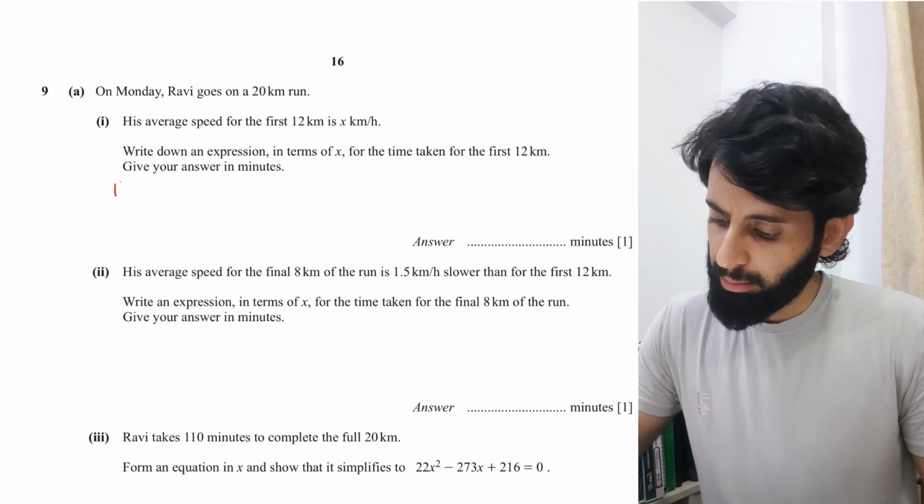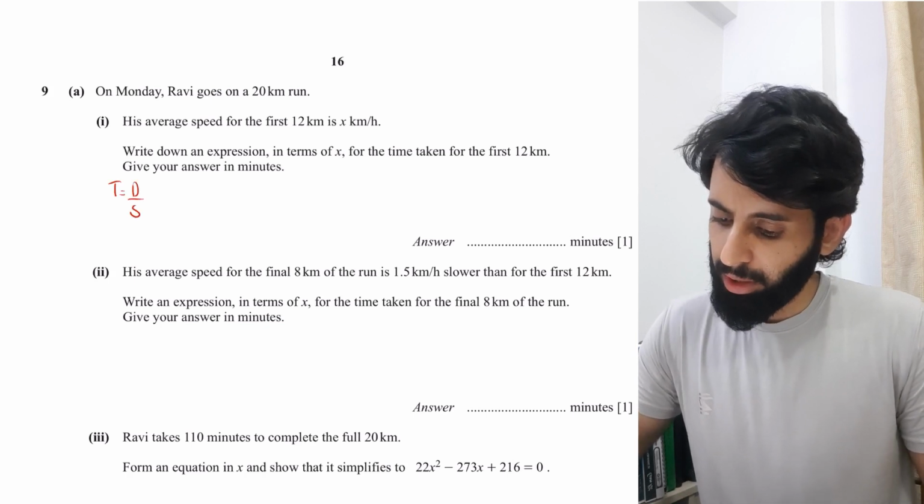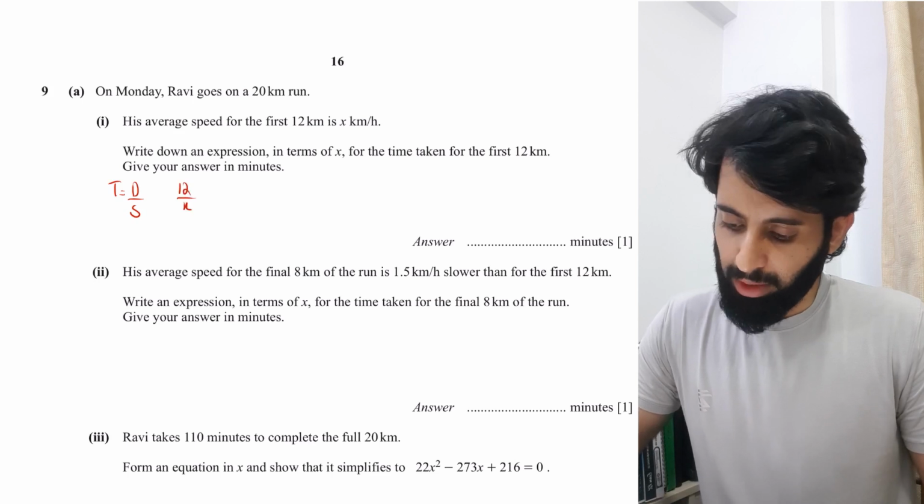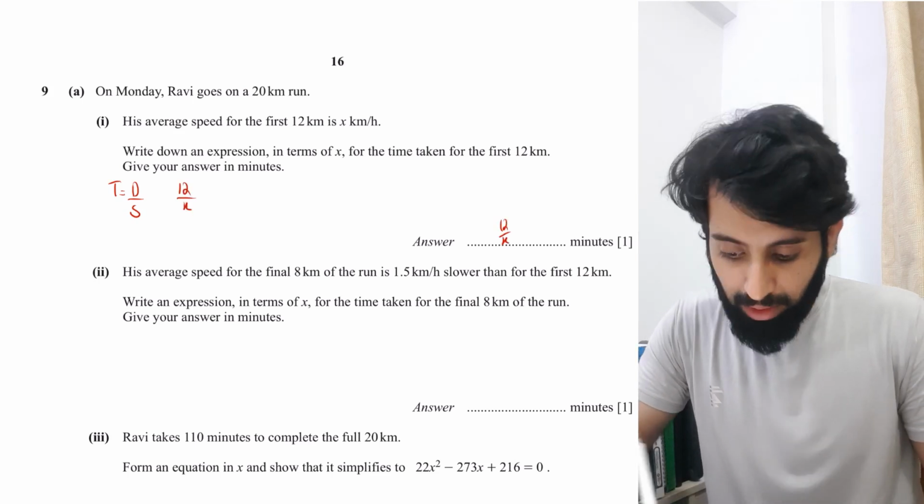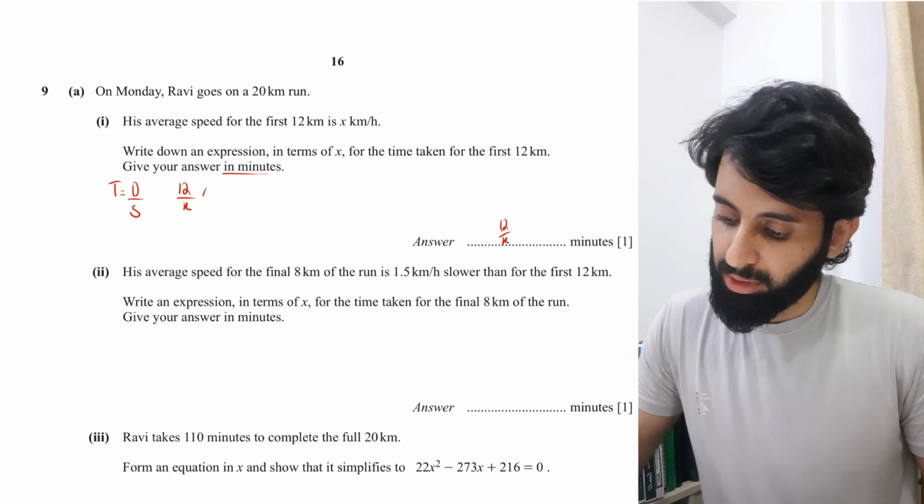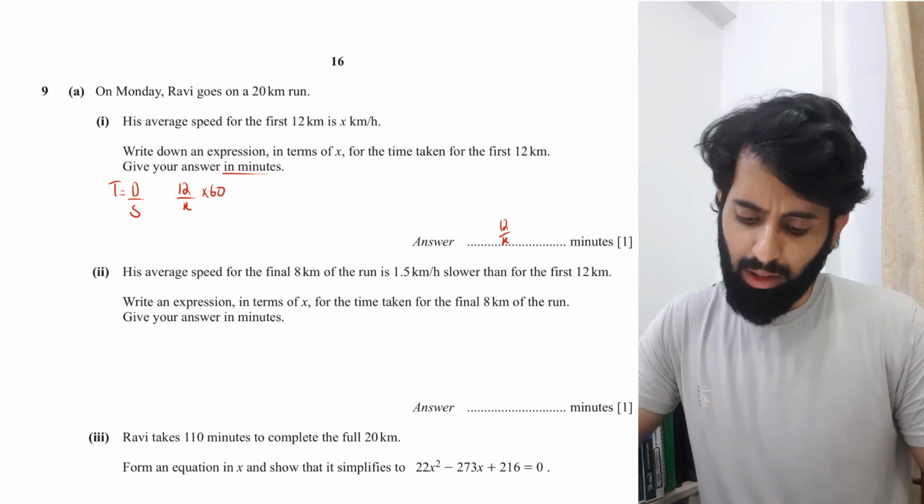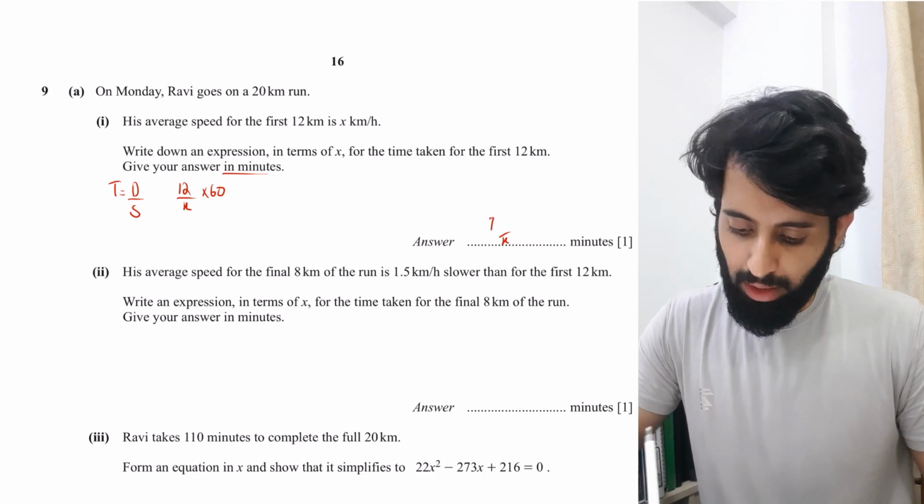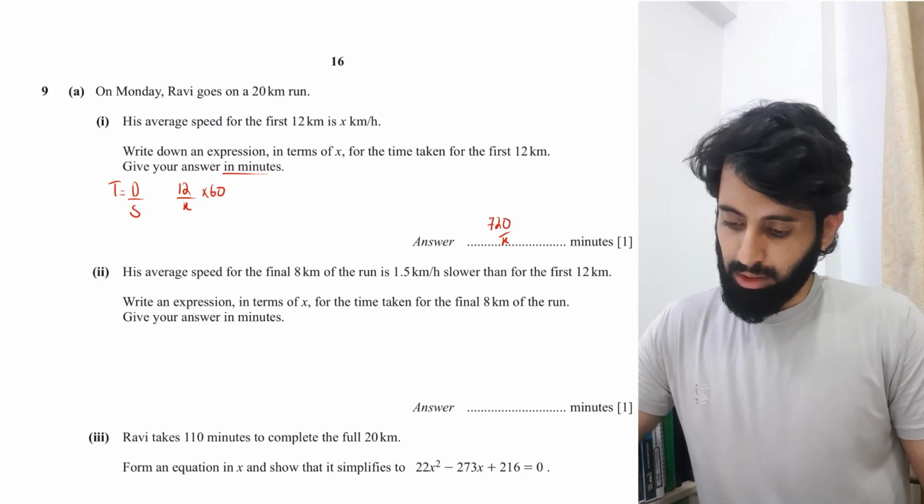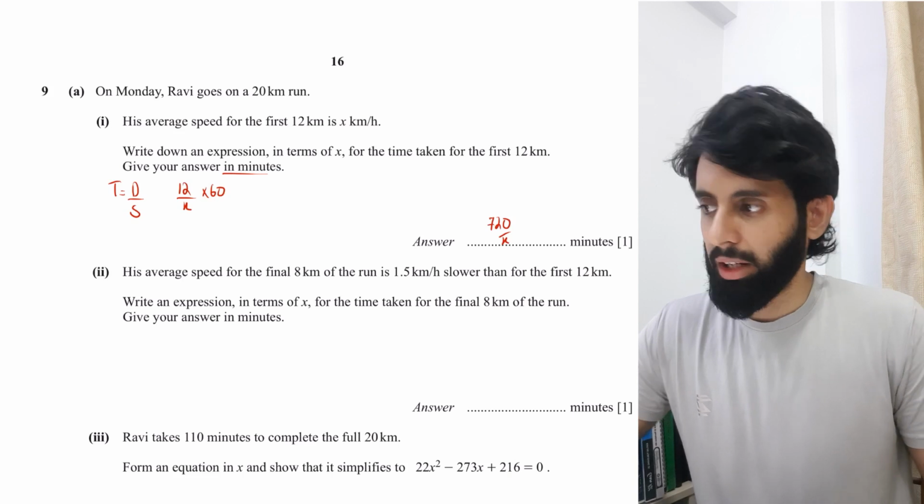Alright, so time, as we know, is equal to distance upon speed. So the distance is 12, the speed is x, so 12 upon x, but there's a catch. The question wants us to give the answer in minutes, so we're going to do 12 into 60, which is 720 upon x, so we don't need a calculator for that. 720 upon x is our answer to part 1.